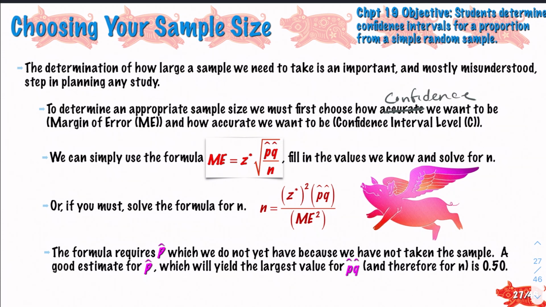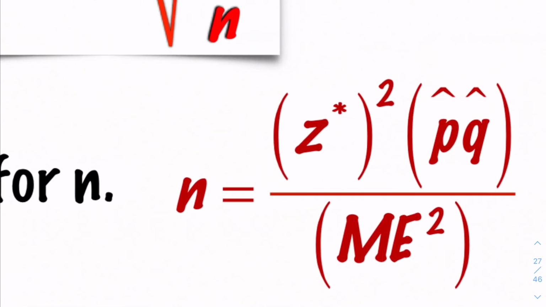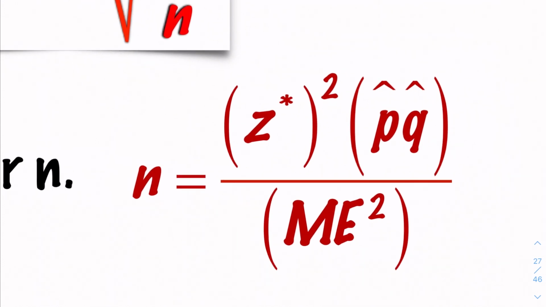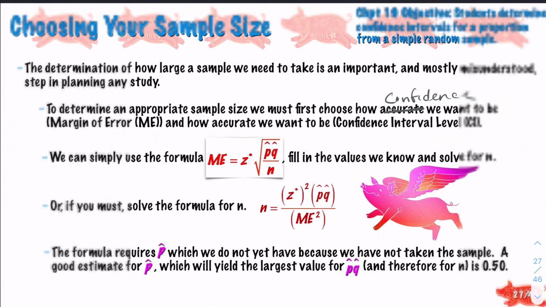We can simply use the formula margin of error equals z star times the square root of p hat q hat over n, fill in the values we know, and solve for n. Or, if you need it spelled out for you, I've solved it for you. Don't memorize this, it's really not helpful, but it could be n equals z star squared times p hat q hat divided by the margin of error squared.